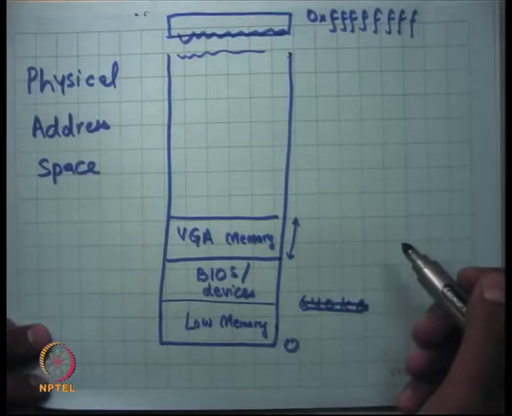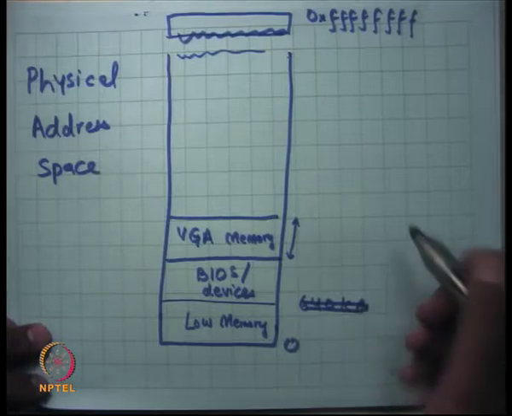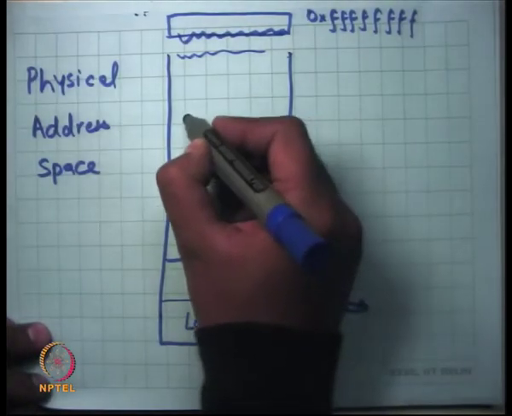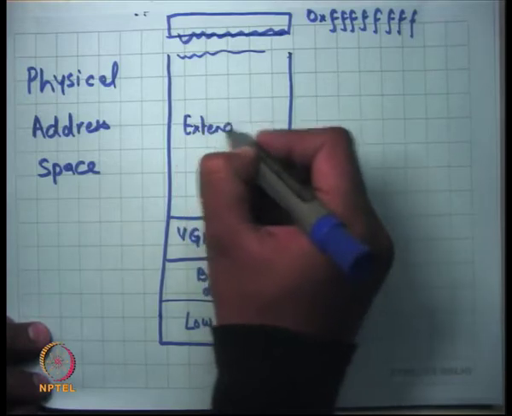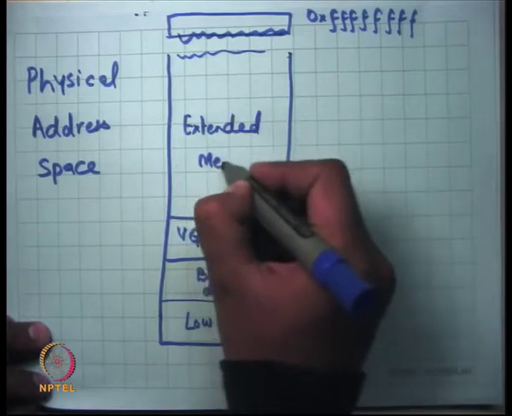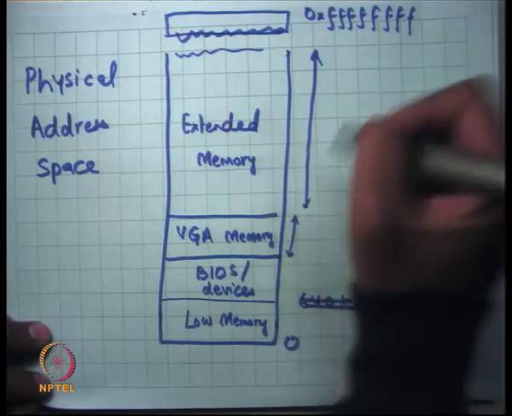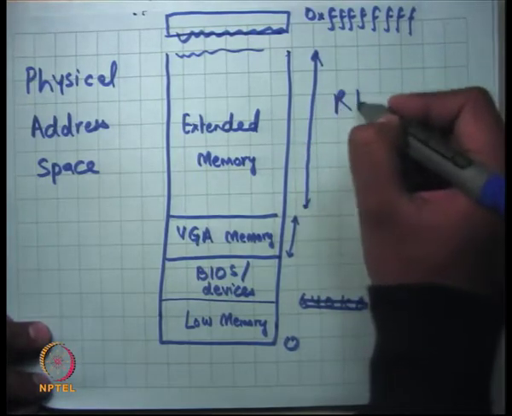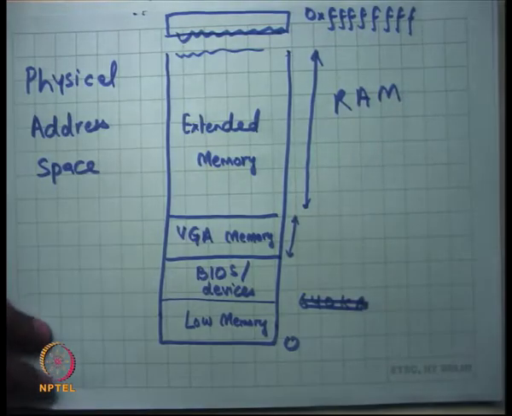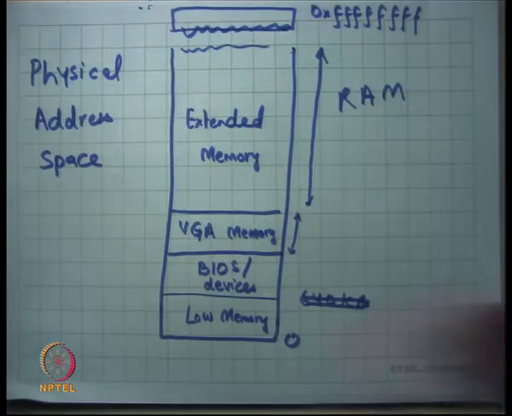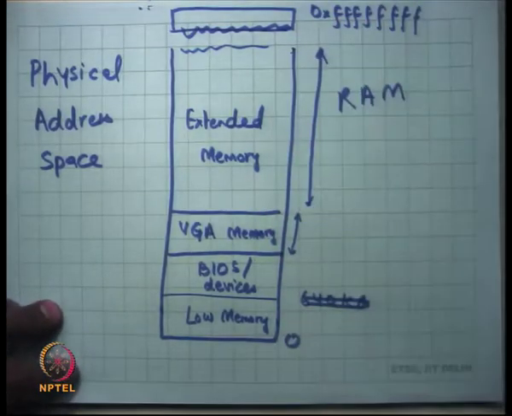And then there is what's called extended memory. And the size of this is basically dictated by the size of your RAM, right? So when you say I bought a 1 GB machine, the size of the extended memory is basically 1 GB, right?